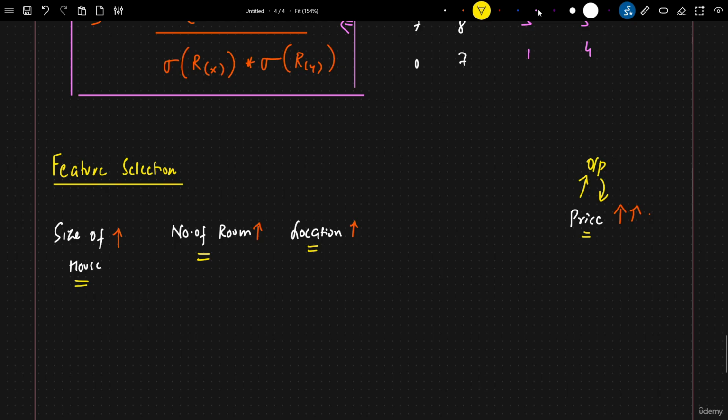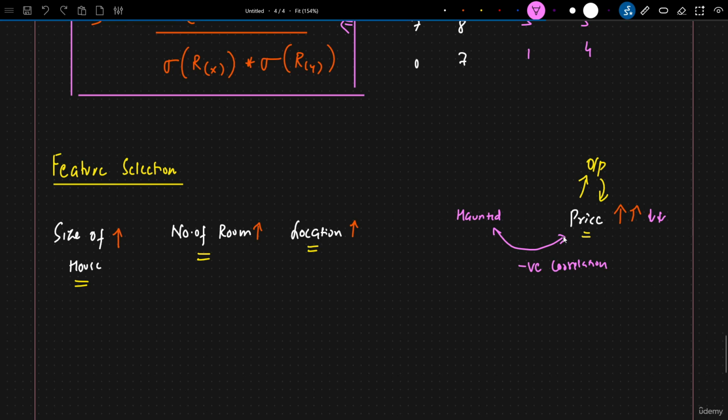Now let's say that I go ahead and add another feature: whether the house is haunted or not. If the house is haunted, what will happen? The price is going to decrease, right? So here you can see that there is a negative correlation. If the house is haunted, definitely the price is going to decrease, because everybody in the market will say, hey, there is some ghost in that particular house, so it is not better that you buy it, right? Because of that, negative correlation will be there, so the price will decrease.